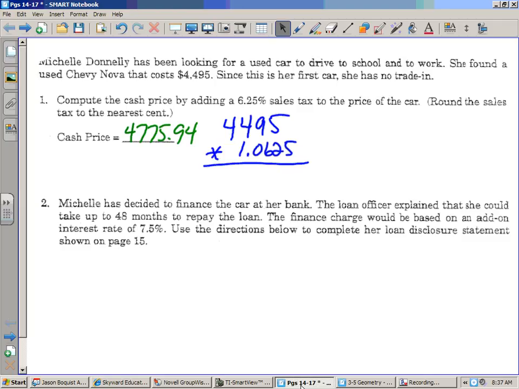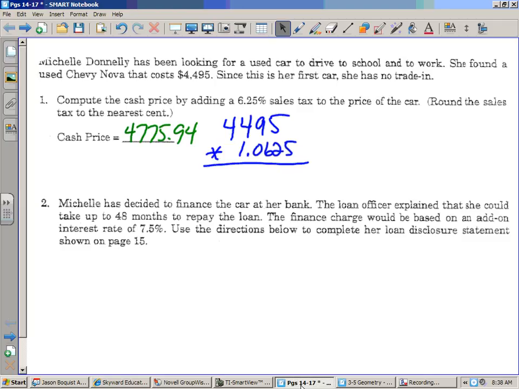The loan officer there said that she could take up to 48 months. It's completely up to her. But up to 48, she could do it in less. If she chooses any of their plans, it's going to be an add-on interest rate of 7.5%. So please realize the longer out she goes, the more money she's going to pay in the long run. Okay? So use the directions to complete the disclosure statement, which is on the back. We'll do that very last. We'll get all the answers, and then we'll just fill it in.